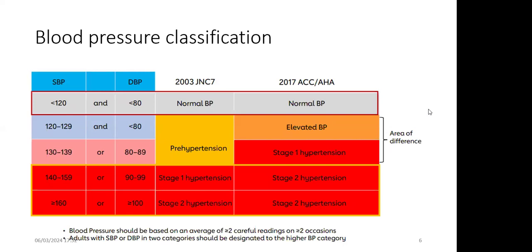So where you're seeing the red boxes, they show you hypertension. Okay, so in 2003, hypertension was where the red is. Now we are seeing that stage one has been brought closer. Okay, it has been brought closer. It is much bigger now, it's beginning from 130 going onwards.